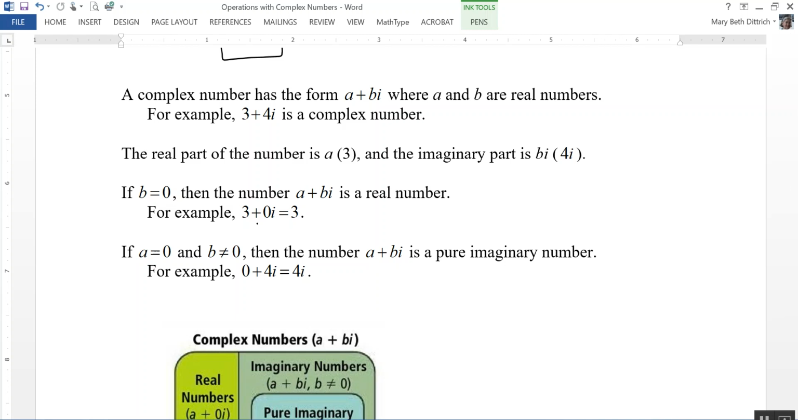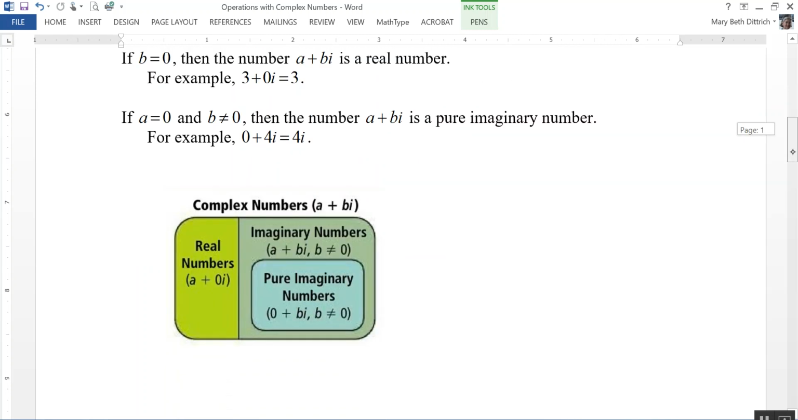If a is equal to 0 and b is not equal to 0, then the number a plus bi is what we call a pure imaginary number. So for example, if a is 0 but b is not, then we have 0 plus 4i, or just 4i, which is a pure imaginary number.